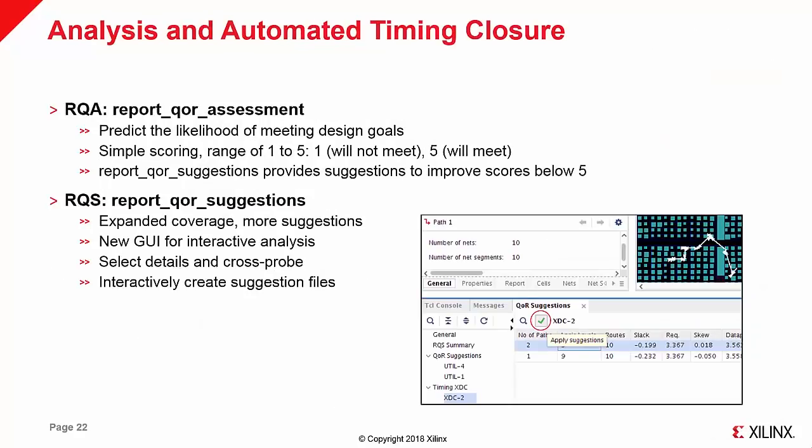Report QoR Assessment and Report QoR Suggestions are two reports that should assist you with your timing closure. Running RQA provides a simple score for your design and should serve as an early indication of the likelihood of your design to meet timing. For scores that are less than 5, RQS should provide suggestions on how to improve your score. Along with the database of expanded suggestions, we've created a new GUI interface for the tool that provides the cross-probing you expect from Vivado and the ability to implement the suggestions with a single click.